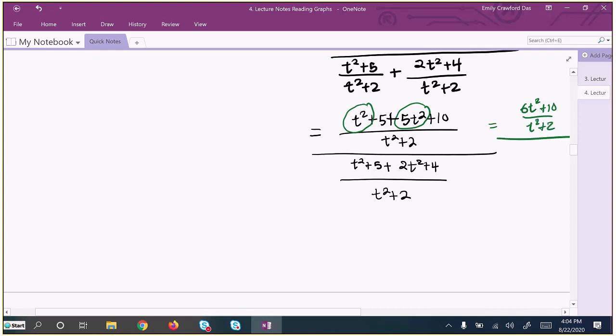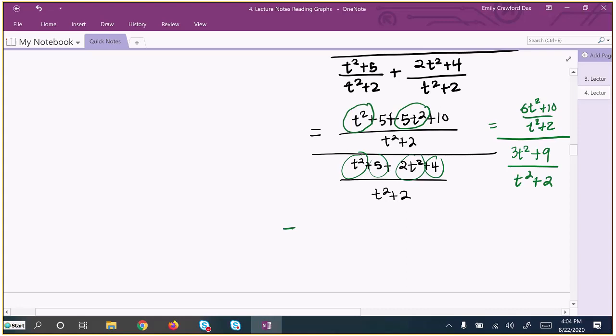Then here I have t squared and 2t squared, so that's 3t squared plus 5 plus 4, so plus 9, over t squared plus 2.